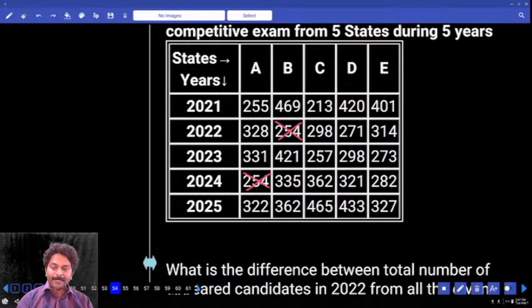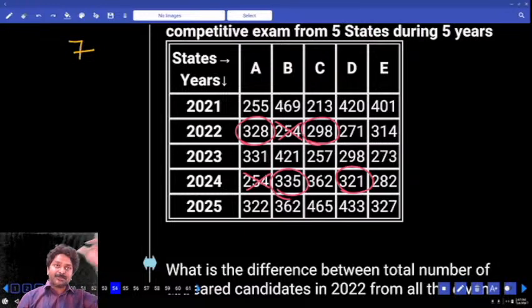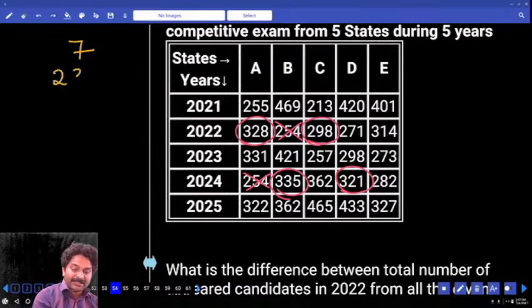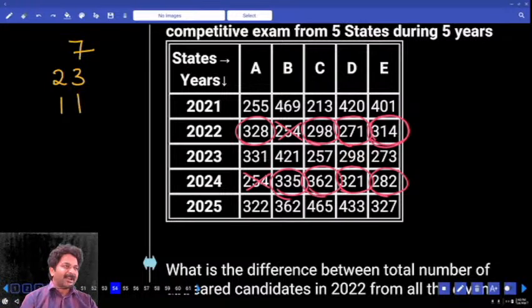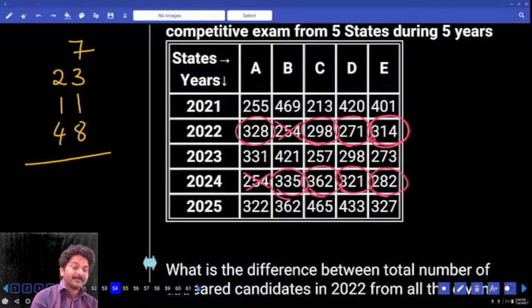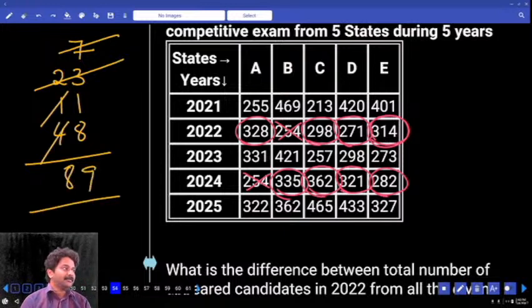254 got cancelled here. 335 is how much more than 328? 7. Cancel them. Okay. 298 and then 321. 321 is how much more than 298? 23. Cancel them. Okay. 271, 282. 282 is how much more than 271? 11. 362 is how much more than 314? Forget about the hundreds place. 62 is how much more than 14? 48. 30, 40, 80, 9. Yes.